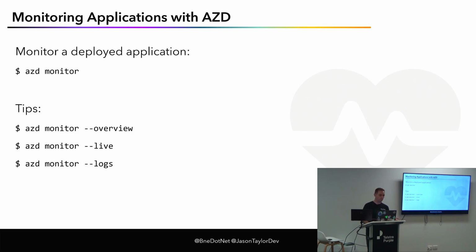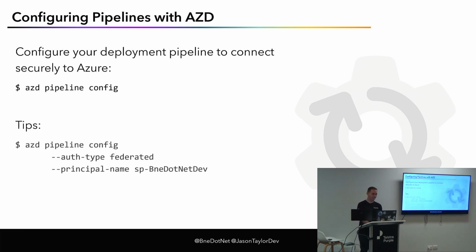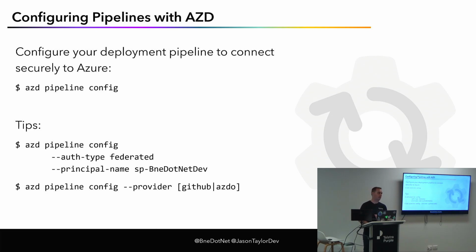All right, this one's a tricky one. How do you configure your deployment pipeline to connect securely to Azure? It's not that tricky. So close. AZD pipeline config. All right, and remember to name your service principals, because otherwise it's going to be AZD and a bunch of numbers, so always do that. And you can choose your provider. By default, it's GitHub. You can also choose AZDO, and they both work quite well.